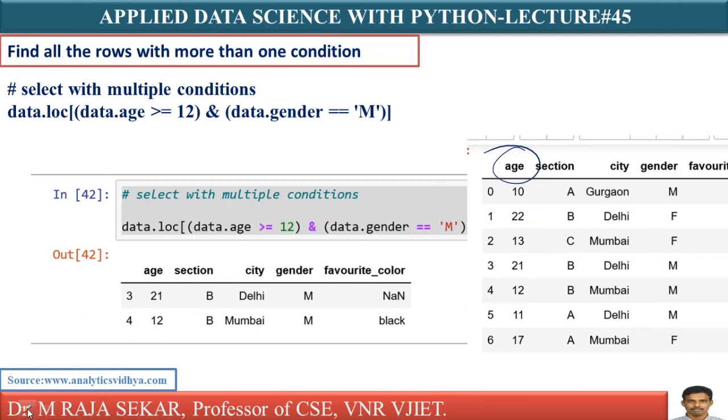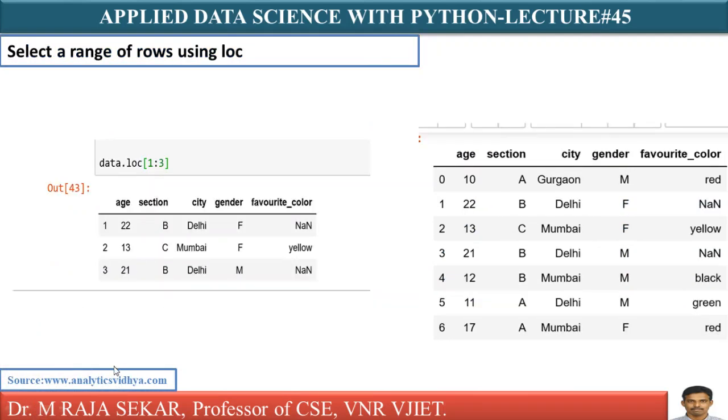Age is a label. That's what we were saying. This loc is based on labels, isn't it? In a similar manner, selecting a range of rows using loc. While using rows, in the case of loc, you can make use of indices. What does it mean? 1:3 means from row 1. Here, for rows, the labels are the indices. 1, 2, 3.